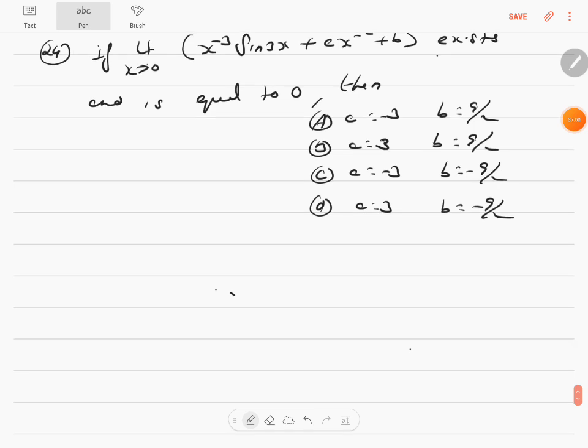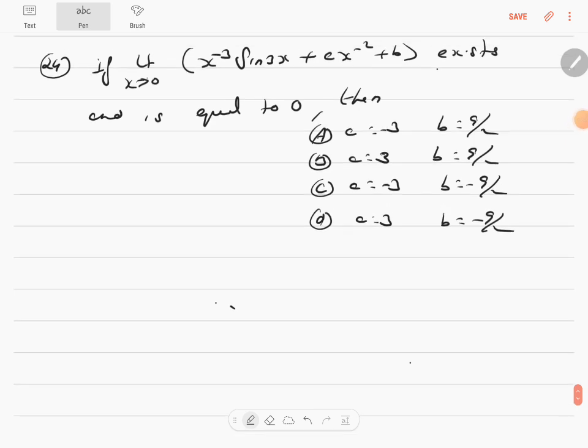So look at this question. If the limit as x tends to 0 of x to the power minus 3 sine 3x plus a into x to the power minus 2 plus b exists and is equal to 0. So the limit itself has been given to be 0. Let me try the sum. Then find the value of a and b. So can I write this as sine 3x by x cube plus a by x square plus b, limit x tends to 0.